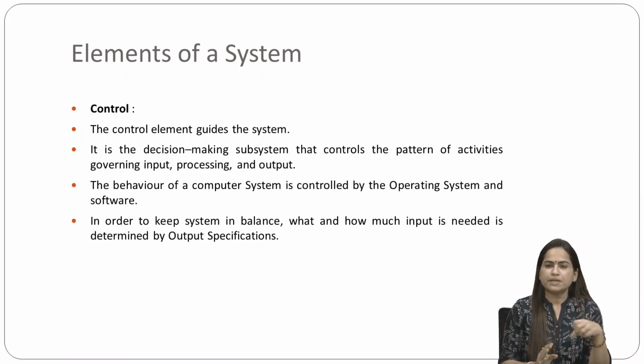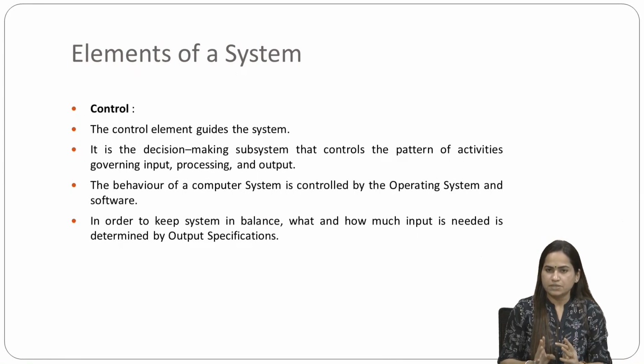In simple terms, the controlling of that system is done with the help of the control element. The behavior of a computer system is controlled by the operating system and other supporting software. In order to keep the system in balance, what and how much input is needed is determined by the output specifications.